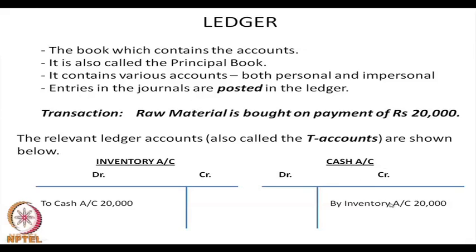Now, there is a cross reference that this amount 20,000 refers to also the cash account. Therefore, we write to cash account 20,000, and when we are maintaining the cash account, we also give a reference to inventory by writing inventory account 20,000. So, this is how there is a cross reference between the accounts.